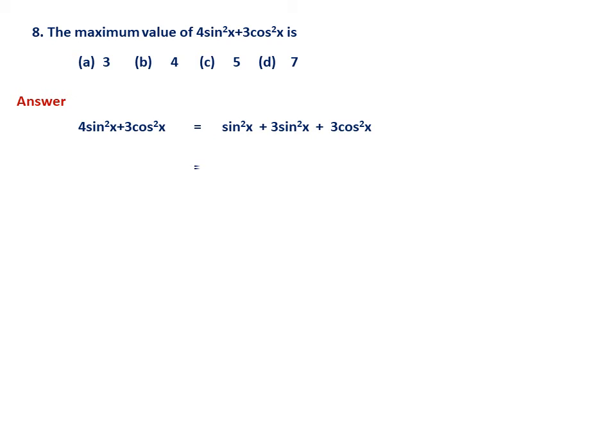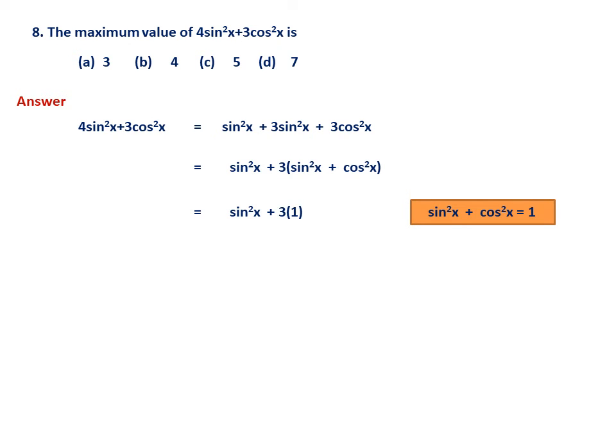Next one: the maximum value of 4 sin square x plus 3 cos square x is, so 3, 4, 5, 7. Of course, here there is a difference. It is square. Therefore, we should be careful. Now, the given expression is 4 sin square x plus 3 cos square x, which we can write by splitting sin square x as sin square x plus 3 sin square x plus 3 cos square x. Definitely you can take 3 outside, and sin square x plus cos square x is 1. Therefore, you can write it as sin square x plus 3.